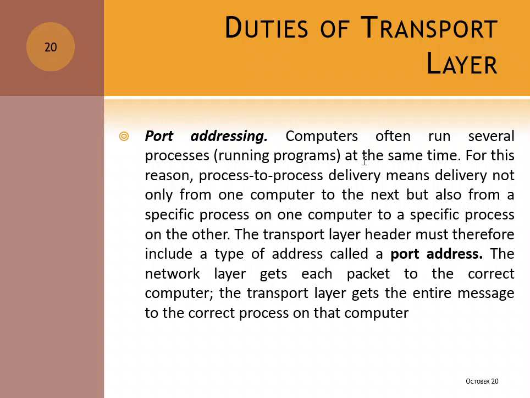So for this reason, process-to-process delivery means delivery not only from one computer to the next, but also from a specific process of one computer to a specific process on the other. Okay, contohlah katalah dalam masa yang sama you buka juga katalah Facebook or whatever, media sosial. Okay, jadi bila you nak browse your result, yang tu you browse dekat website your ITM, dia tak mungkin bila result tu nak dipaparkan dia keluar dekat you punya Facebook. Dia tak mungkin tersalah browse, tersalah window, ataupun dia keluar dekat you punya game punya window. Okay, why? Because there is port addressing.